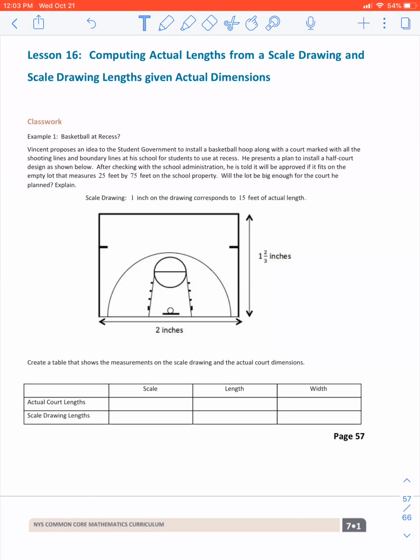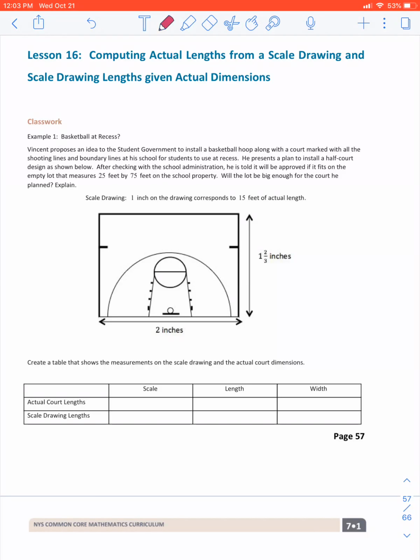All right, this is lesson 16. We are talking about how to compute actual lengths from a scale drawing. So the first example is a basketball at recess. We talked about this question yesterday. We just didn't figure out what the dimensions actually were. We were just looking at scale and scale factor. So today we're actually going to look to see what are the dimensions of the actual basketball court.